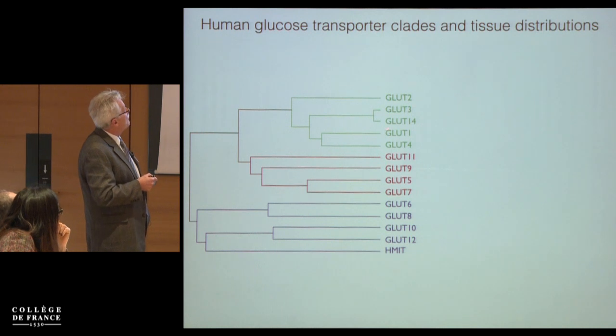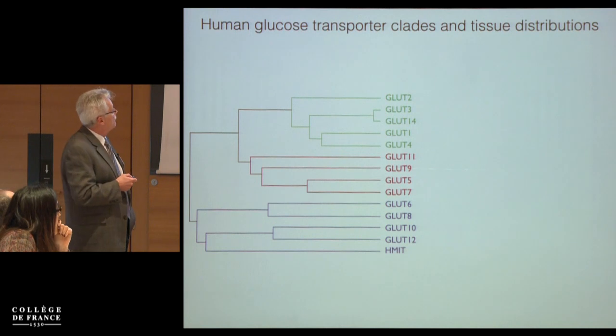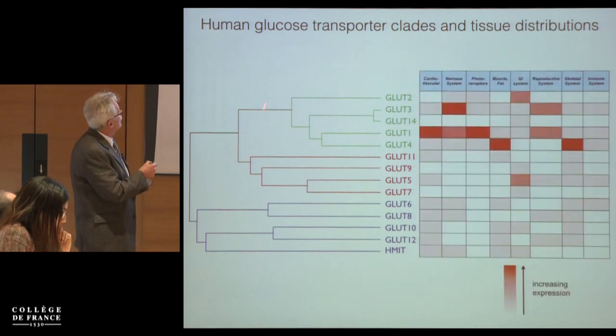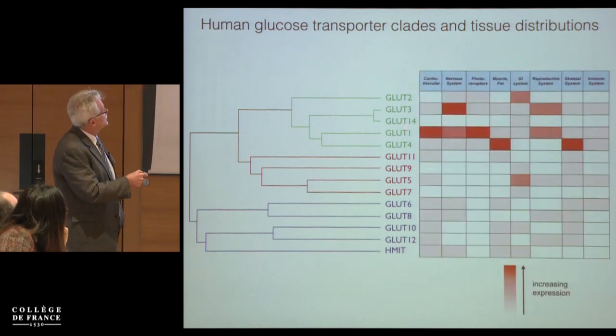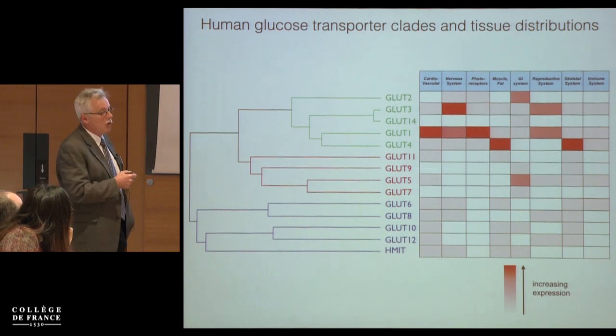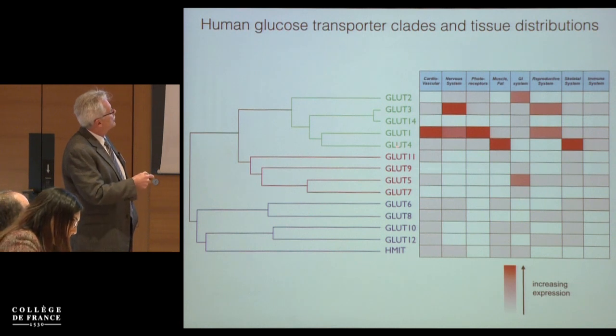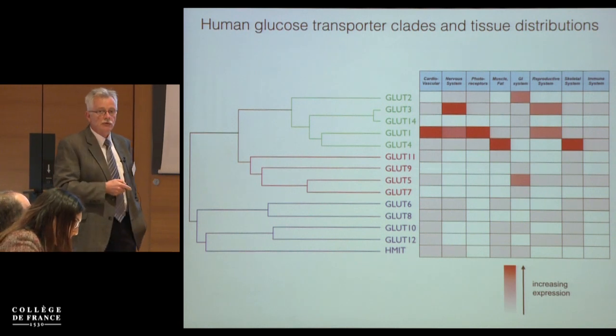GLUT1 is a member of a family of facilitative glucose transporters, 14 in humans, and it's a member of the first clade. And you can see it's highly expressed in the cardiovascular system, in the nervous system almost exclusively in astrocytes, and in photoreceptors. GLUT3 is the neuronal glucose transporter, and I will mention GLUT4, which is found in muscle and fat.